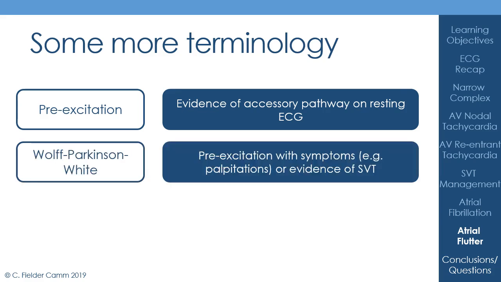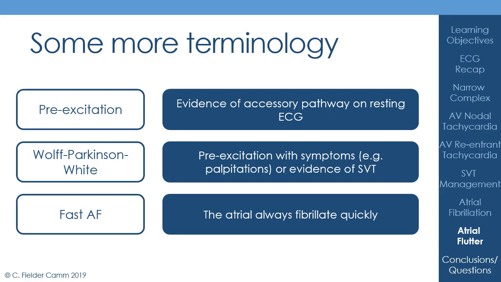I hear the phrase Wolff-Parkinson-White being used a lot. Wolff-Parkinson-White is a syndrome, which means it's a collection of signs and symptoms. And in particular, it's evidence of pre-excitation on an ECG with either palpitations or evidence of having a supraventricular tachycardia, a narrow complex tachycardia. Whereas I hear a lot of people using the phrase Wolff-Parkinson-White to simply mean that they've got pre-excitation on their ECG, and that's incorrect.